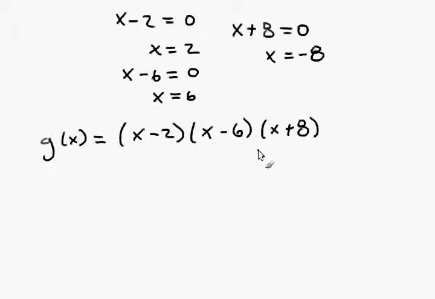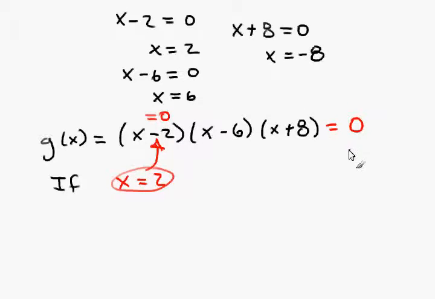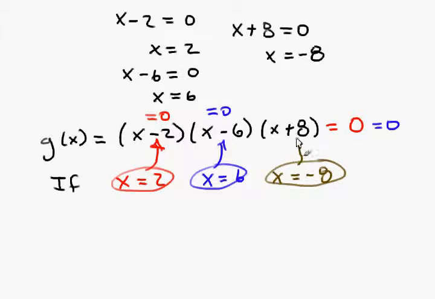So now, if x is equal to 2, well, this right here is going to be 0. So I don't know what the rest of these will be, but g of x will be equal to 0. G of 2 is 0. Likewise, if x is equal to 6, this factor becomes 0, so g is equal to 0. And if x is a negative 8, right here, this factor is equal to 0, so g is still 0.